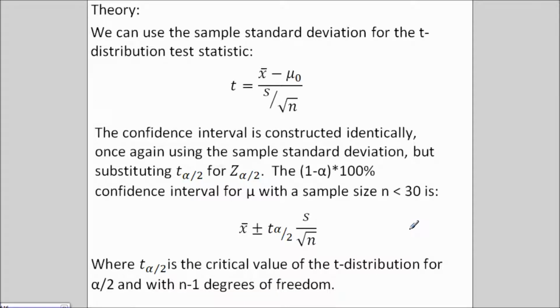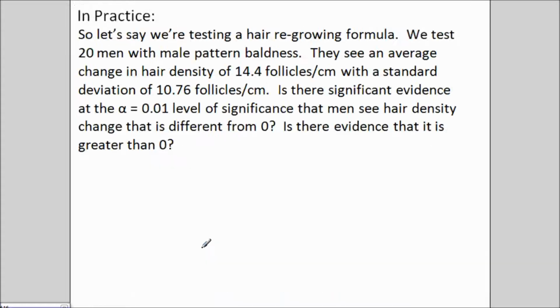Now, if we want to compare one mean, do a hypothesis test for one sample, our test statistic is T, and you'll notice it's all exactly the same as the standard normal or Z test. X bar minus the mean under the null hypothesis divided by standard deviation divided by the square root of n, the sample size. The confidence interval is similarly constructed exactly the same, except instead of Z alpha over 2, we use T alpha over 2. And we'll see how that works.